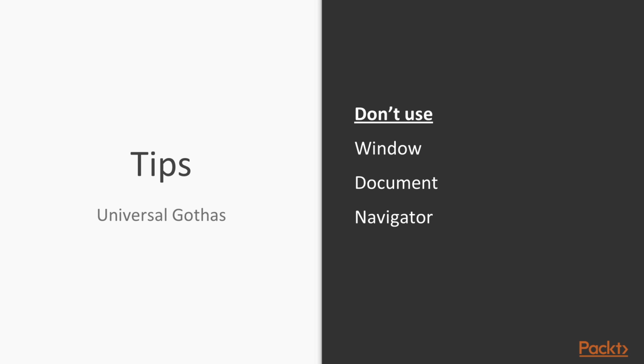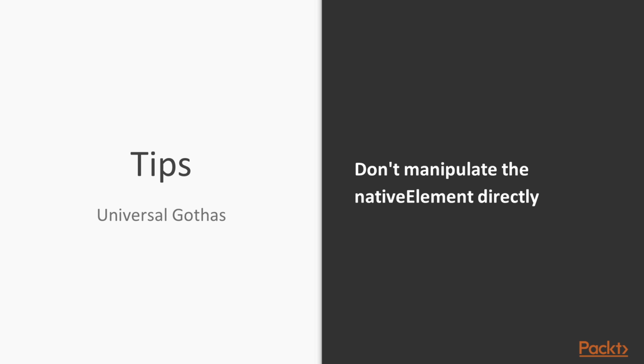Certain universal tips that I can give you: don't use browser-specific APIs like the window, the document, and the navigator API. Also, don't manipulate the native elements directly. Don't do that. Also, keep your directives stateless as much as possible. When you have some state, you need to transfer that state from the server to the client, and there can always go something wrong with that. Use a cache that's transferred from the server to the client.